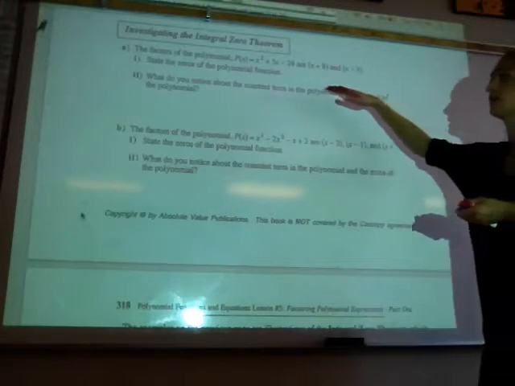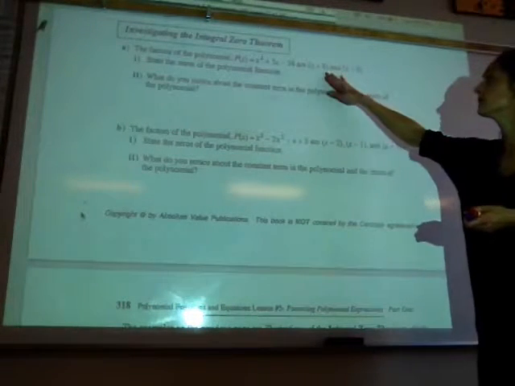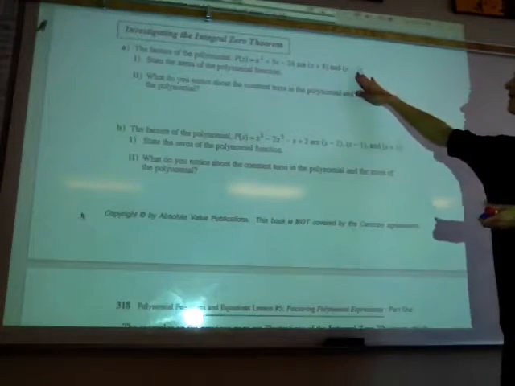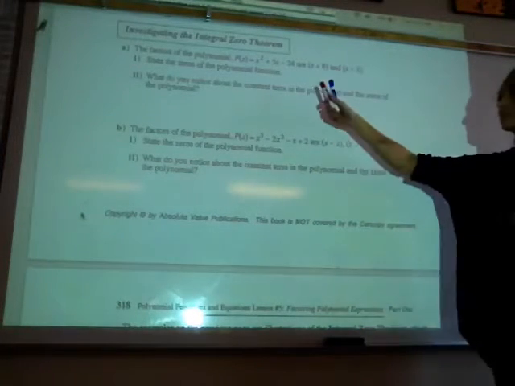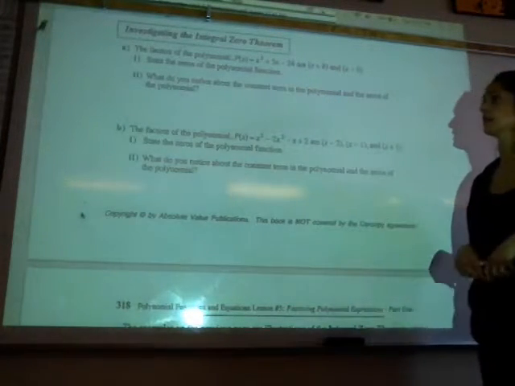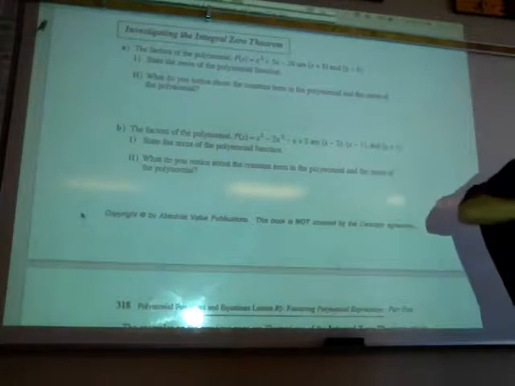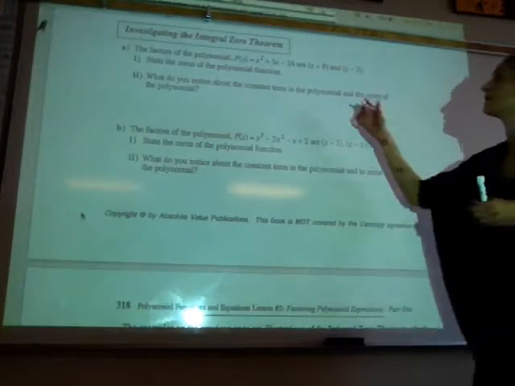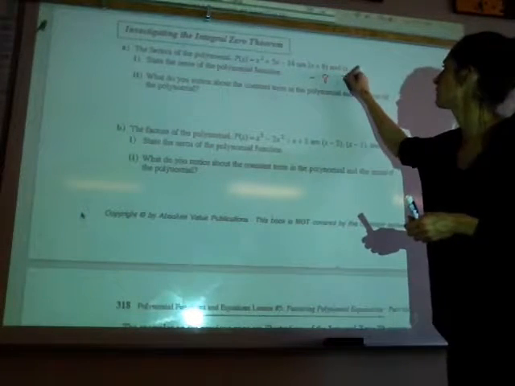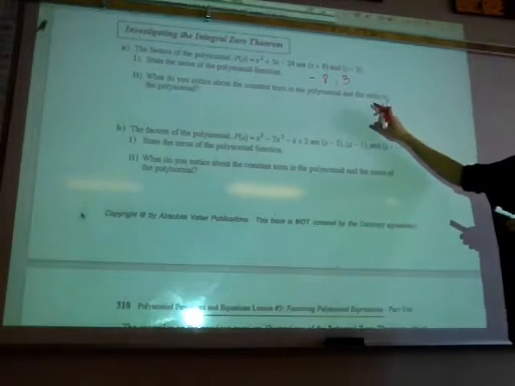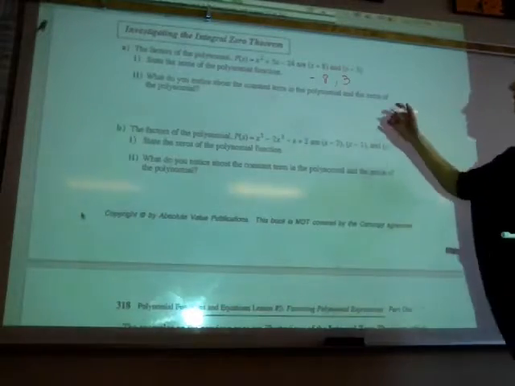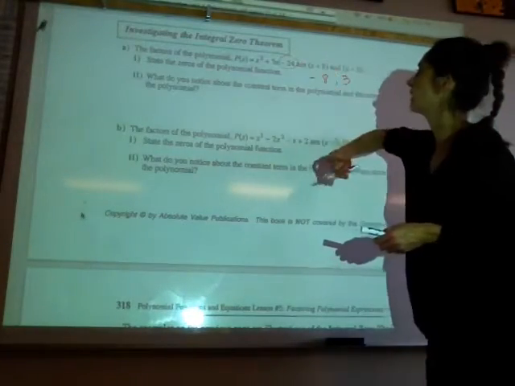You guys probably could have figured out how to factor this. X plus 8 times x minus 3 gives us this quadratic equation. So if we had to state the zeros from these factors, what are they? -8, +3.